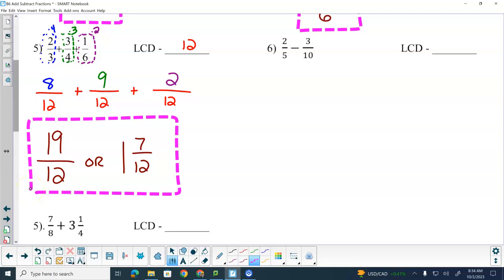Okay? Number 6, you told me the common denominator was 10, which means that second fraction doesn't have to change. What does this first fraction become? 4. 4 minus 3 is 1/10 there. And that can't be reduced.